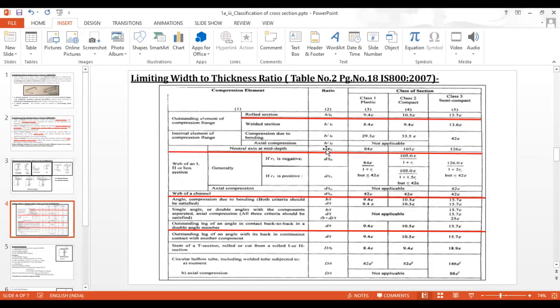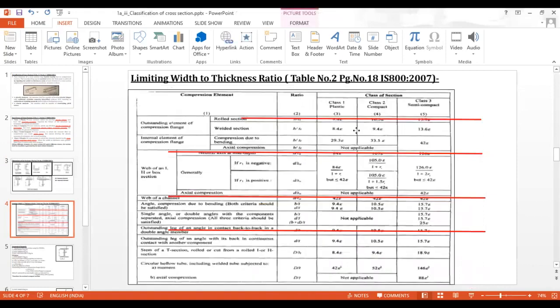If this ratio of D upon TW, that is the web criteria, is less than 84 epsilon, the section is plastic. If it is greater than 84 and less than 105 epsilon, the section is compact. If it is greater than 105 epsilon and less than 126 epsilon, it is a semi-compact section.